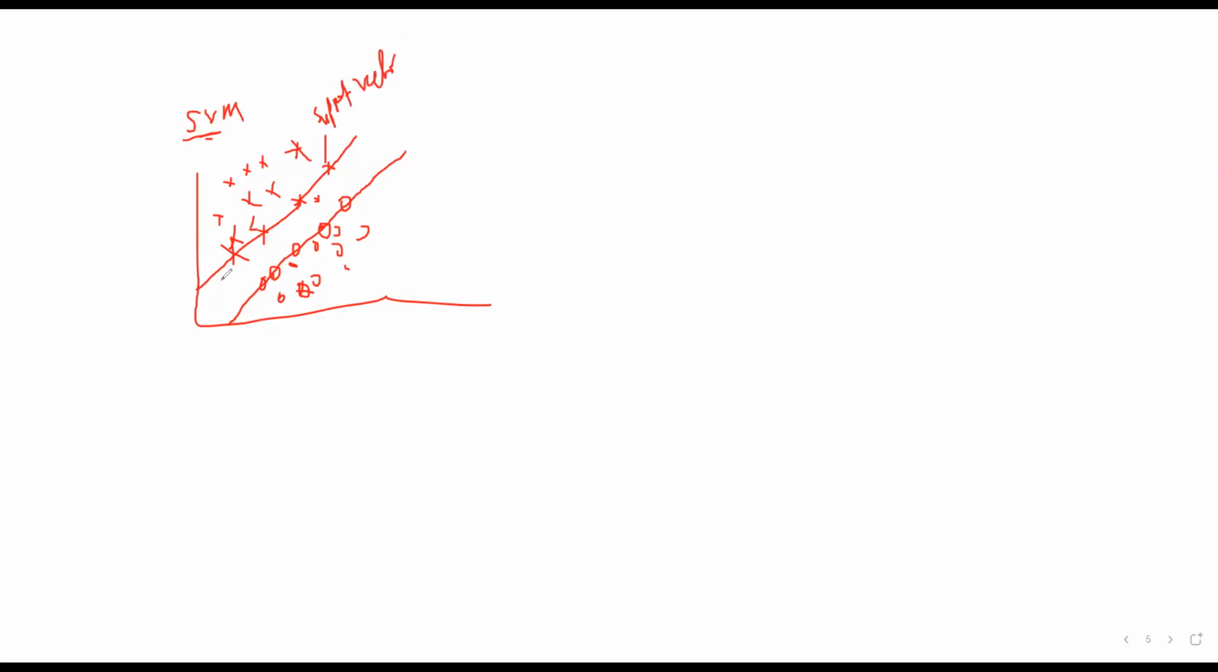Okay. What it's going to do is put a line in between to divide them into two equal parts, which is called a hyperplane. Every point on that line is called the support vector. So it's going to calculate the distance from this line to this line.